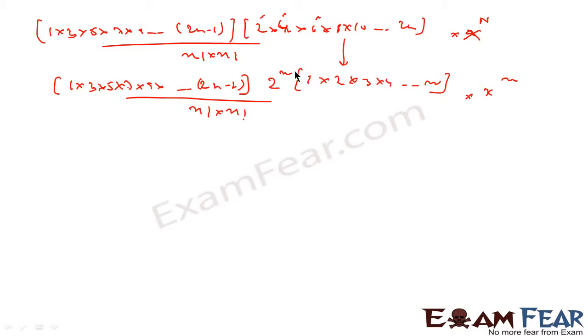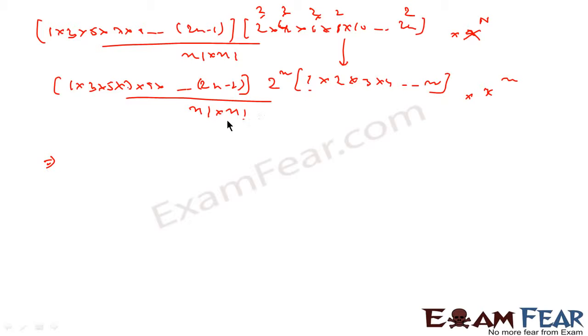What we have done, we have taken 2 to the power n common, because we are taking 2 common from here, 2 common from here, 2 common from here. From all the points we have taken 2 common, and there are n number of points, so 2 to the power n, because n times we are saying 2 into 2 into, we have taken common, and this became 1, 2, 3, 4, 5, 6 till n.